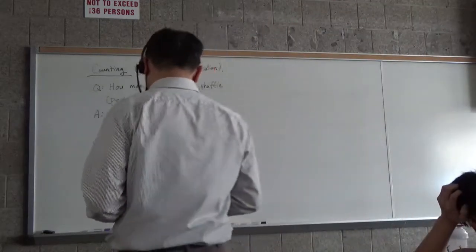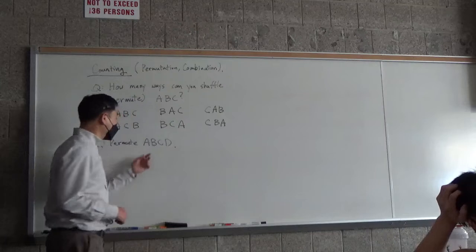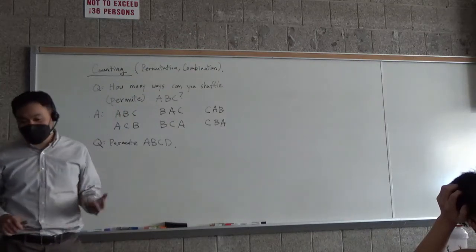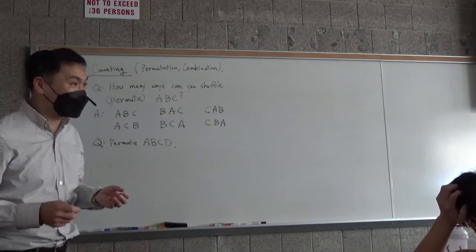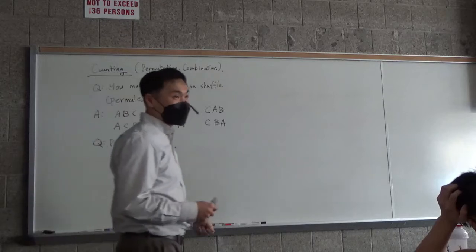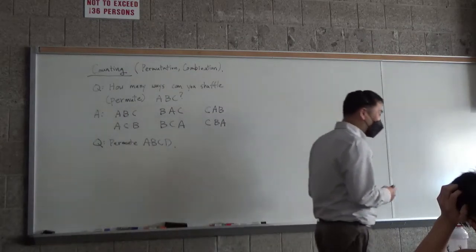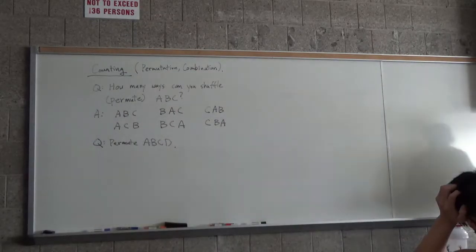This is like the sample space if you had 4 cards, A, B, C, D, and you shuffle them, and then you lay them down in order. So the order matters. That's what it is.